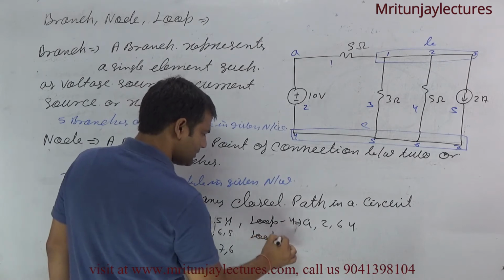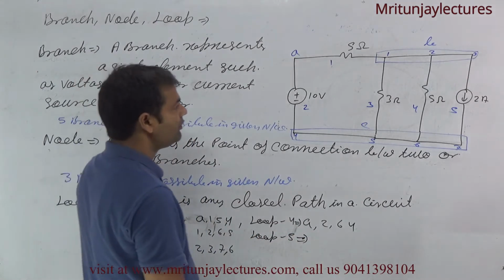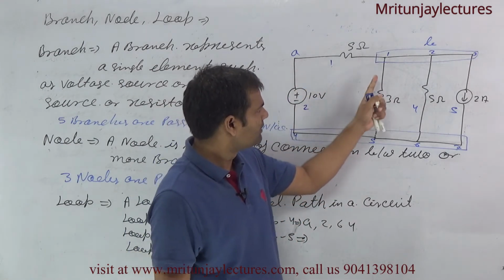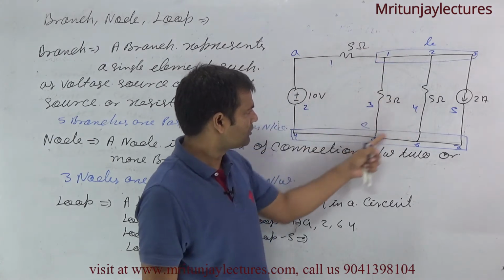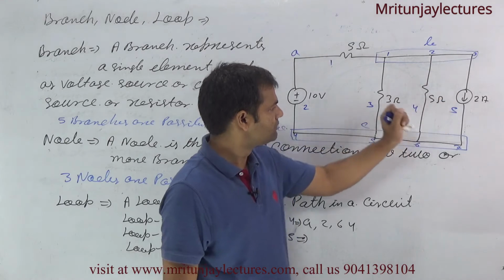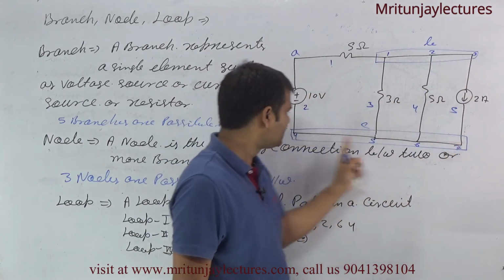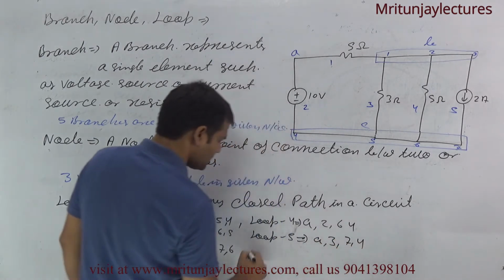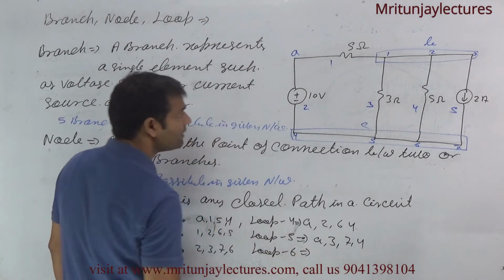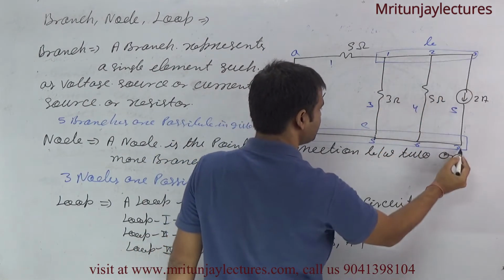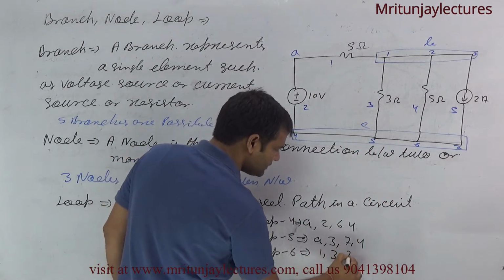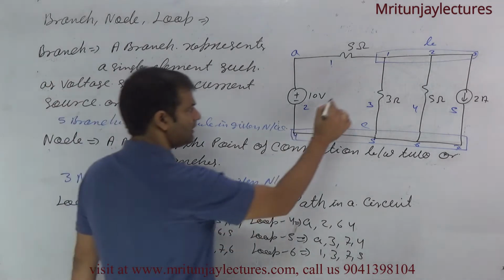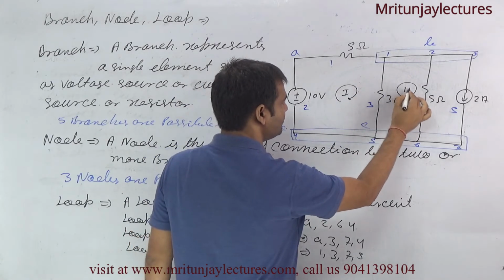And now next, loop 5. Is loop 5 also possible or not? This one, A374. And is loop 6 possible or not? This one, 1375. Okay, clear? That is loop 1, that is loop 2, and that is loop 3.